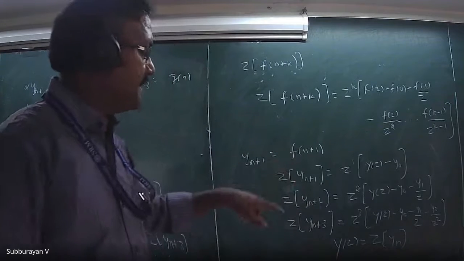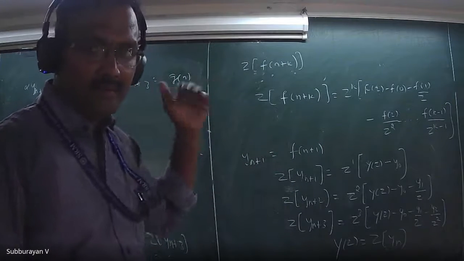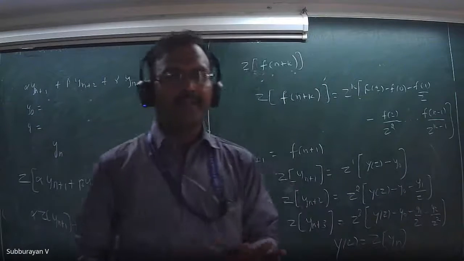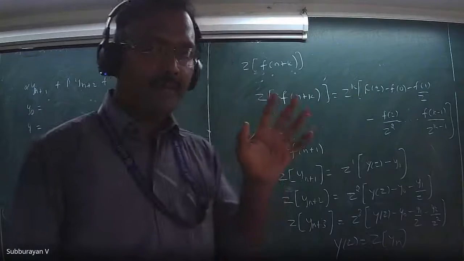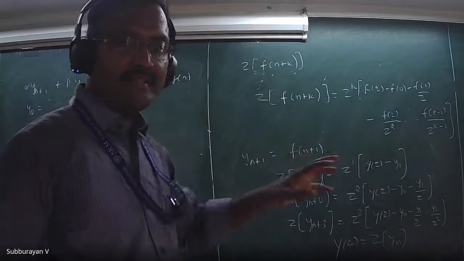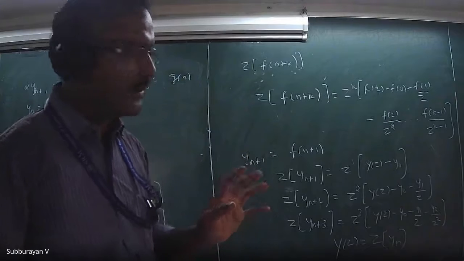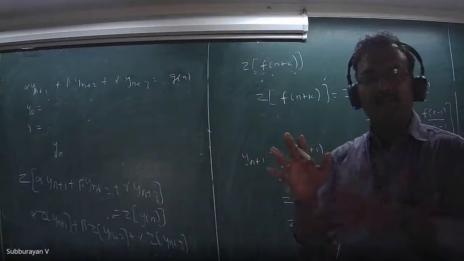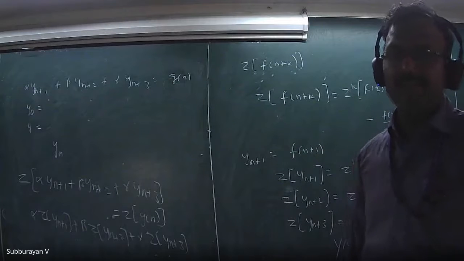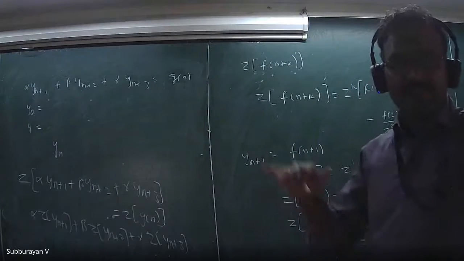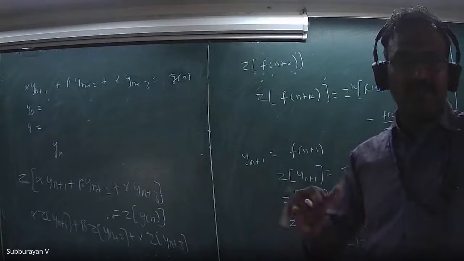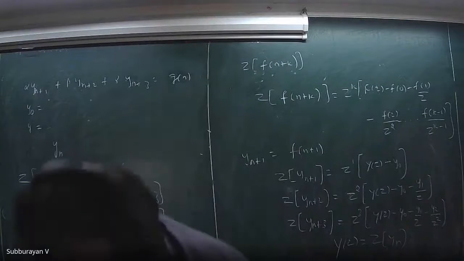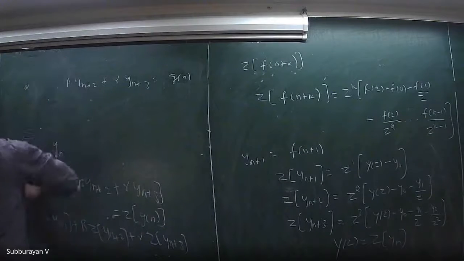Then apply the conditions. y0 will be given and y1 will be given, and put those conditions here. Then it will be a function of capital Y(z) and some relation among the variables z. You rewrite it, and then you get Y(z) as one expression. Then apply the inverse z transform to Y(z), which gives y(n). This is the whole idea of solving the difference equation.